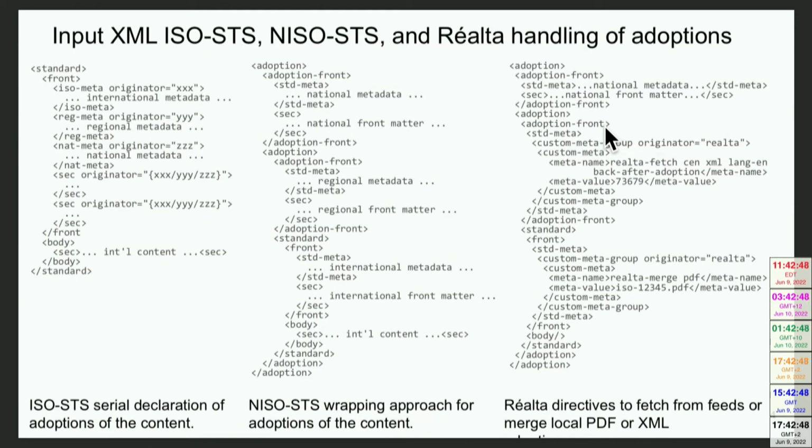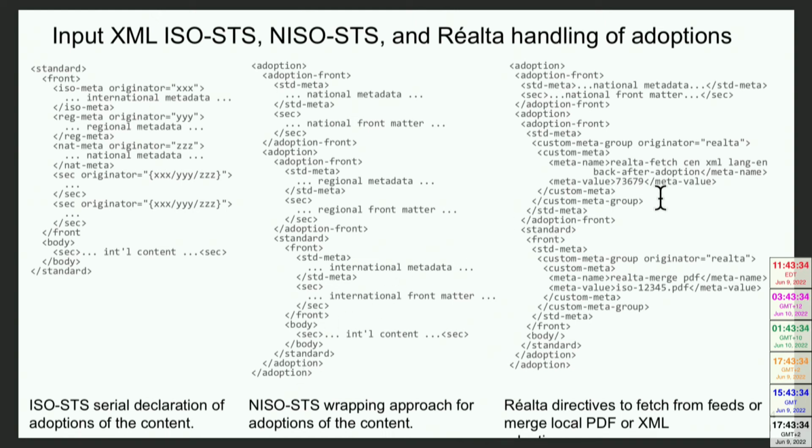And the XML that we are dealing with comes in kind of 3 different flavors. The ISO STS is the legacy format shown here, where different layers of international, regional, and national information are all captured inside the standard. Well, that has migrated now to NISO STS, which adopts a layered approach where you take your standard that is at the international layer, you wrap it with an adoption, so that's the regional adoption of the international standard, and you wrap that with an adoption for the national.